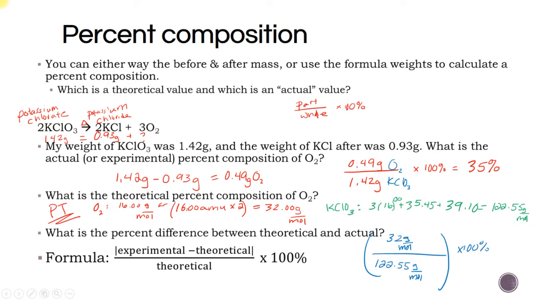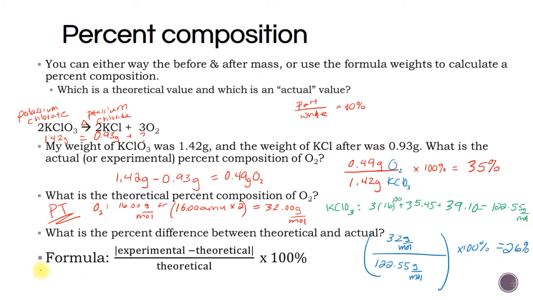So we go 32 divided by 122.55. And it says 0.2611179 and a bunch of other stuff. We only have 2 significant figures in our other data, so I'm just going to keep 2 here. That would be 26%.